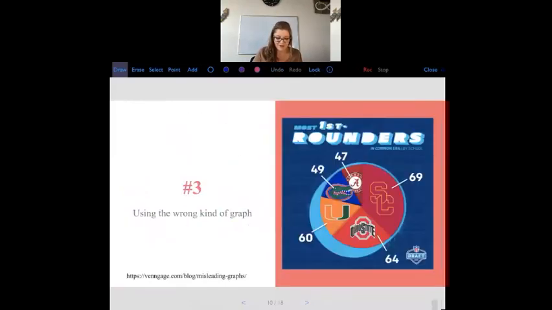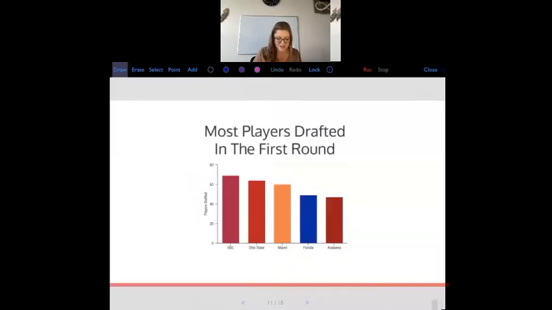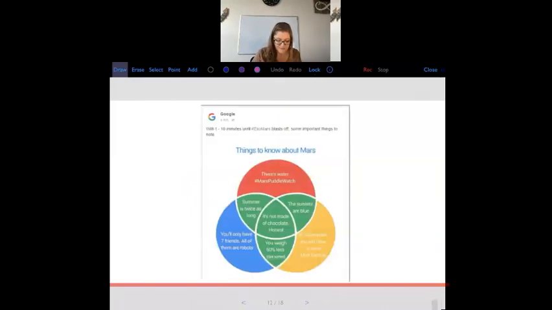The wrong kind of graph. Drafts of first round picks using a pie graph for numbers. Remember, pie graphs are for percentages and everything should add up to 100. The other issue with this is that Ohio State is 64, but it's less than half of the pie. A better way to represent it would be to use a bar graph. Venn diagram. I think Venn diagrams like this are pretty funny. But usually Venn diagrams are for numbers.